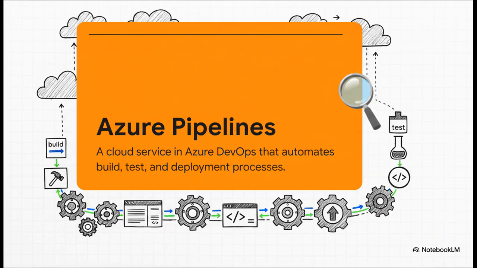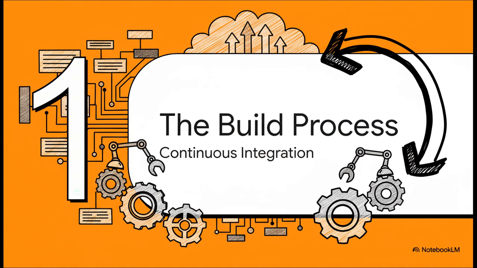Well, you can think of it as the powerhouse behind continuous integration and continuous delivery. It's kind of like having a super efficient, fully automated assembly line just for your code, making sure every single change is handled perfectly. Okay, so let's break this down. We're going to start with the first half of the equation, continuous integration, or CI. This is really where the whole automation journey kicks off.